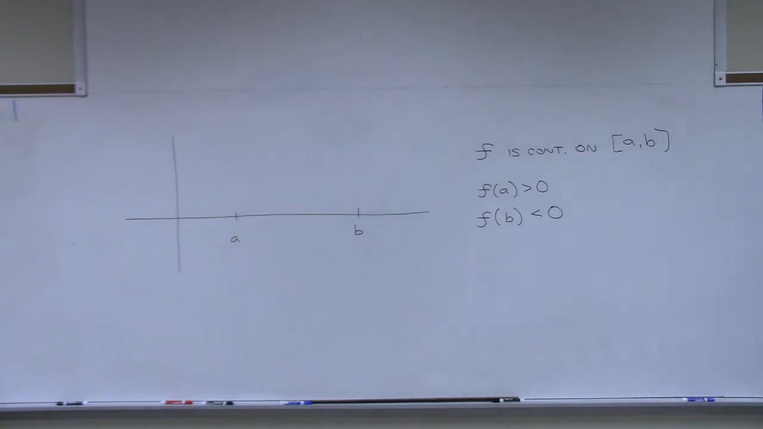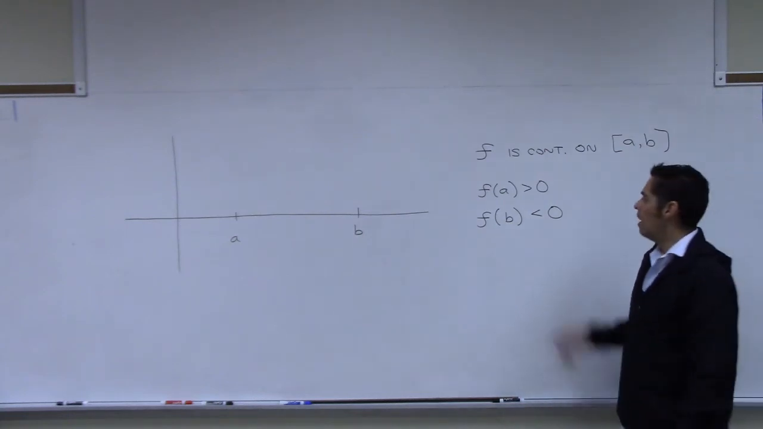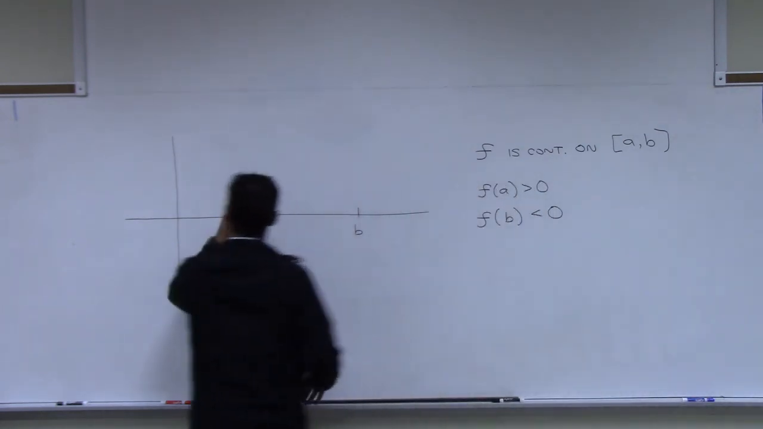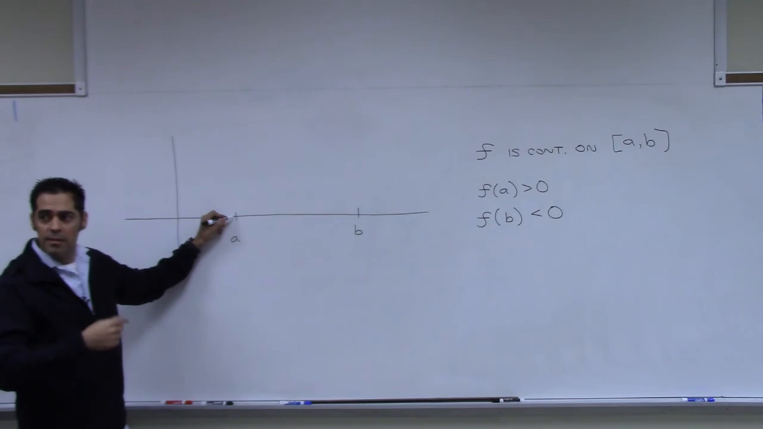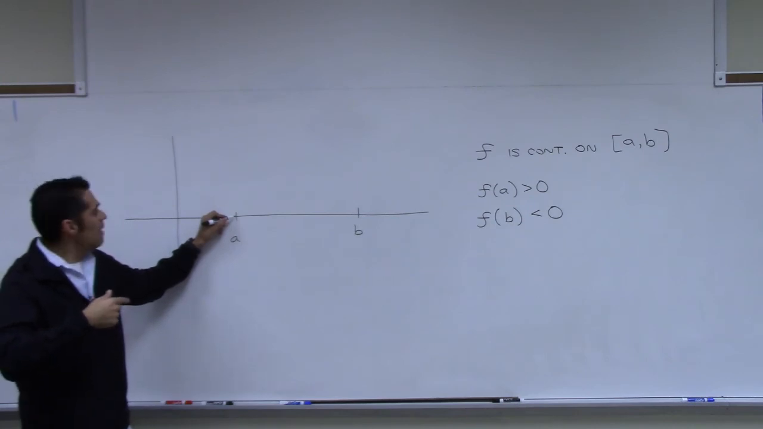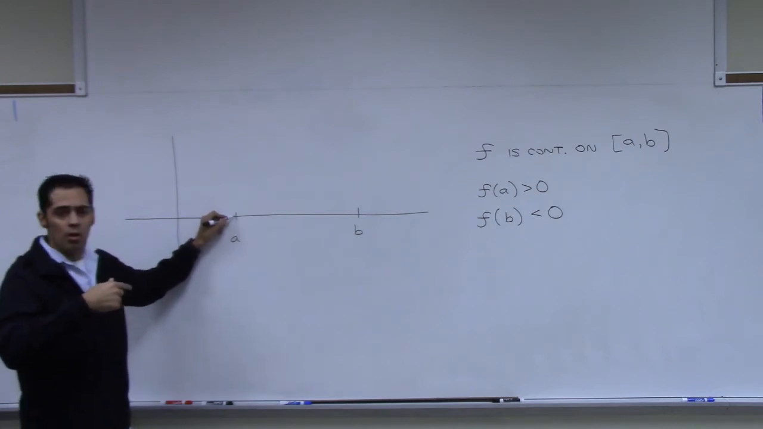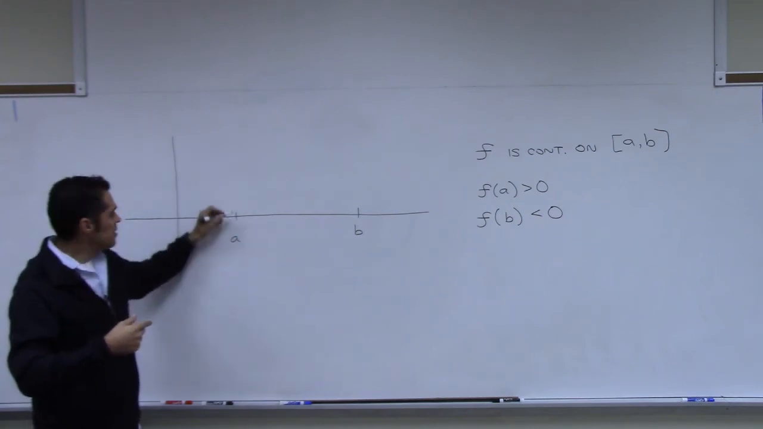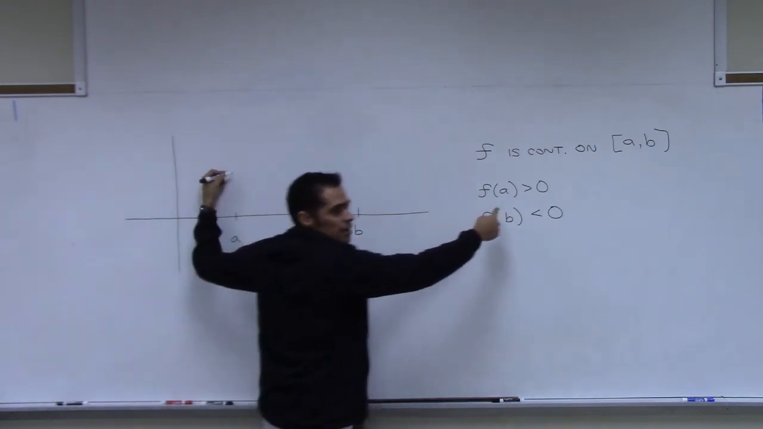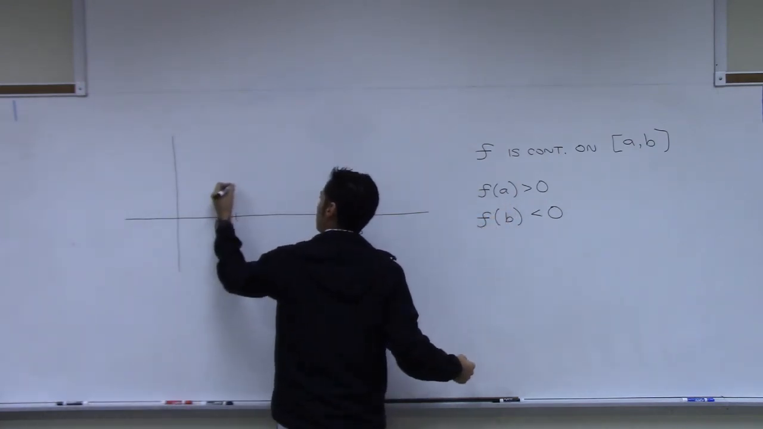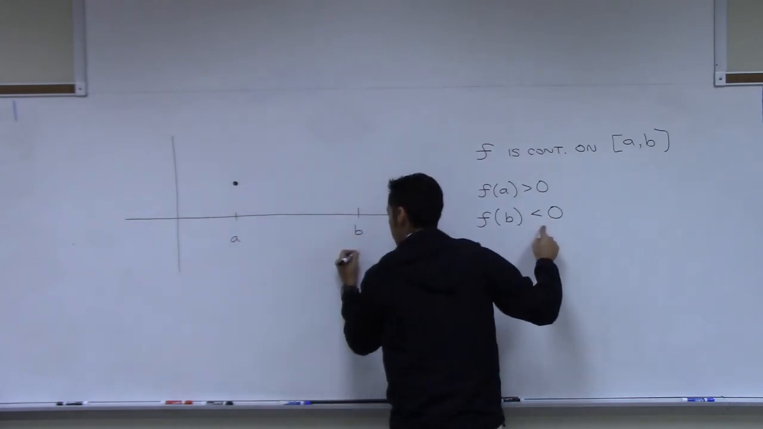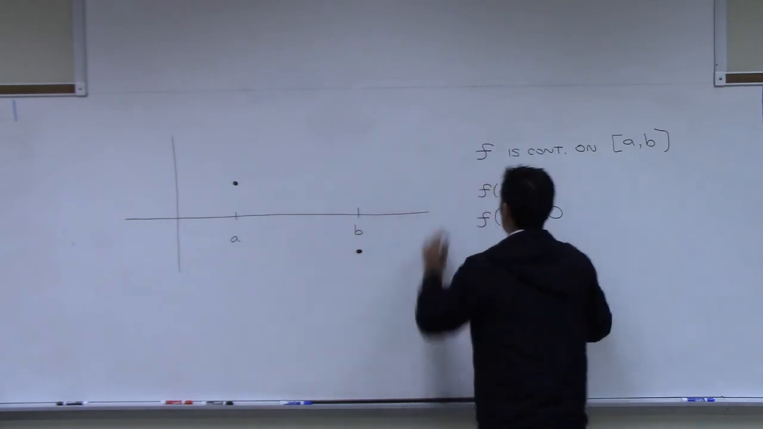What can you tell me for sure? f of a is greater than 0 means what? Visually, what does that mean? At a, where's the graph? If I were to ask you to draw a point, which side? Down here or up here? It's got to be up here. Why? Because I said it had to be greater than 0, right? So when I plug in a, I get a positive number. And this says when I plug in b, I get a what? Negative number. Okay.